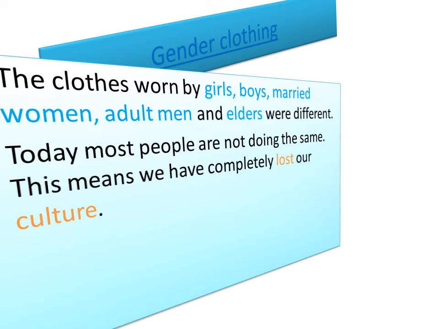Then we come to gender clothing. Here it means that the type of clothes put on by these people were also different, which means girls' clothes were different from the boys' clothes. The married women's clothes were different from those of the youth, maybe the teenagers or the young girls, who were not putting on the same way those married women used to put on. Then adult men and elders were also putting on differently.